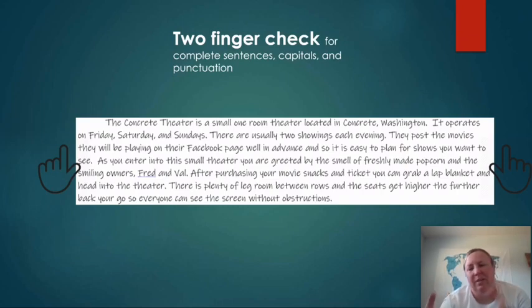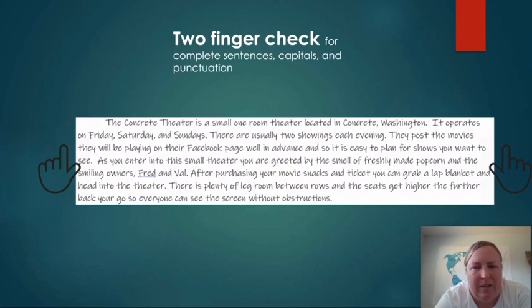So again, I take my two fingers, I put them at the very first word in the sentence, it starts with a capital, and then I put it at the period at the end of the sentence, and I read the stuff in between, and I see, okay, is that a complete sentence? Does it sound right? Does it have extra words? So I'm going to start with the Concrete Theater is a small one-room theater located in Concrete, Washington.